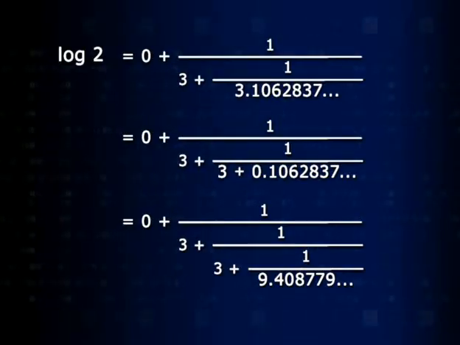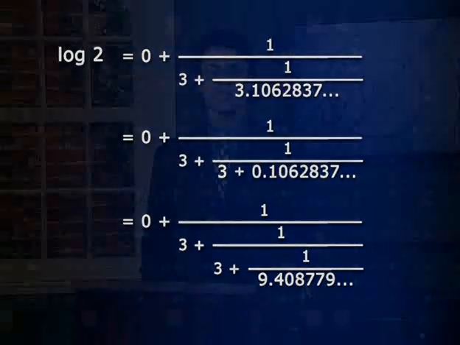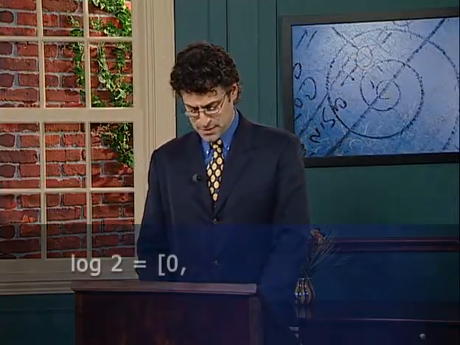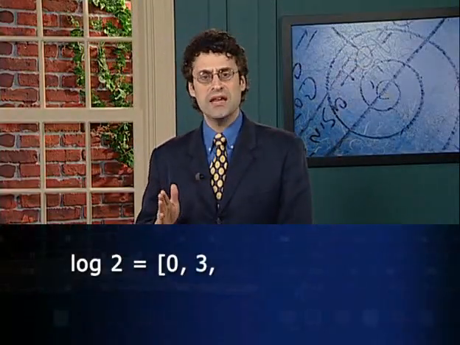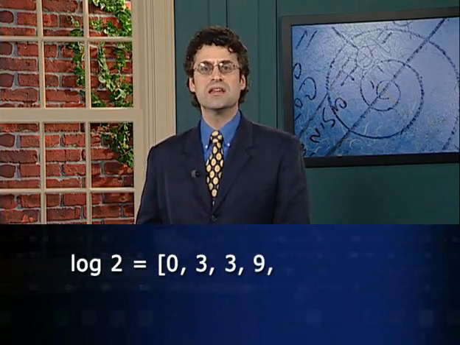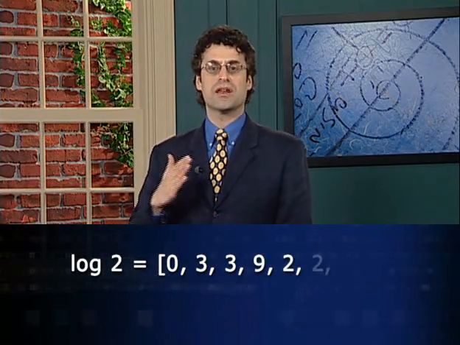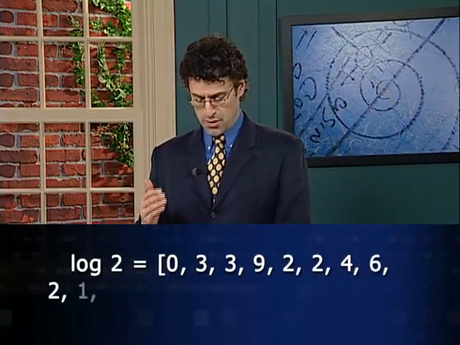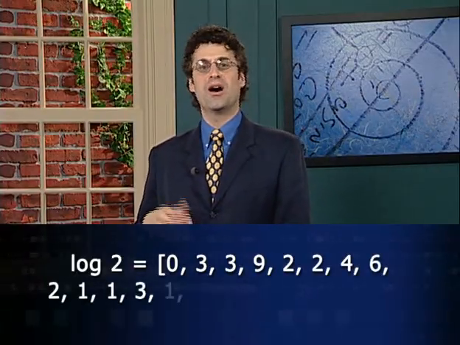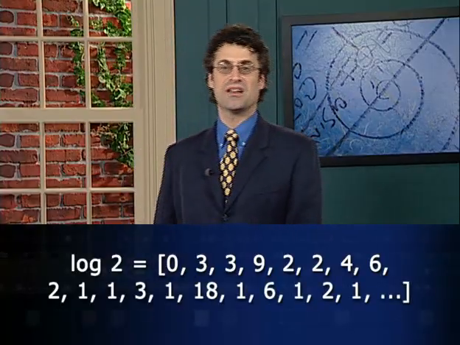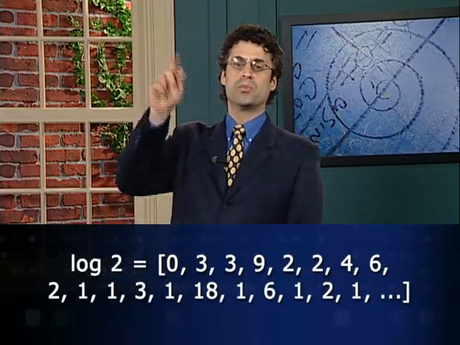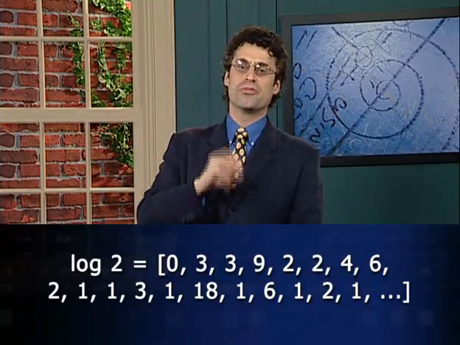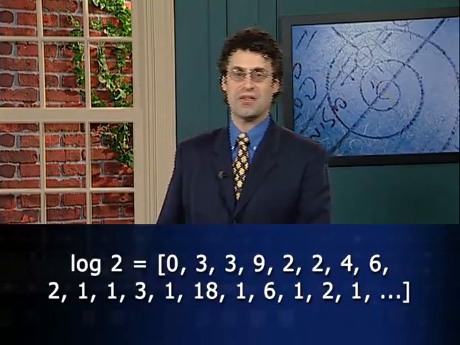And the process continues. And if we continue in this manner, finding the continued fraction expansion for log 2, we see that the log 2 continued fraction expansion begins 0, then a 3, then a 3, then a 9, then a 2, then a 2, then a 4, then a 6, then a 2, then a 1, a 3, a 1, an 18, and it goes on and so forth. So what we see is 0 plus 1 over, 3 plus 1 over, 3 plus 1 over, 9 plus, and so on down the line.